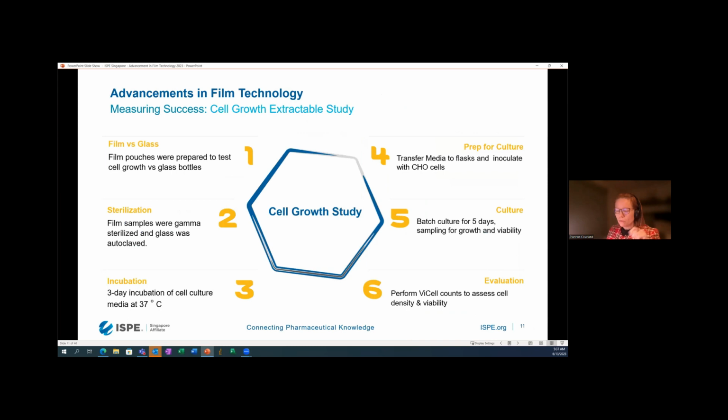Trial film structures were also tested for cell growth compatibility. The cell growth in post-gamma film was benchmarked against cell growth in glass. Cells were incubated, prepped for culture, cultured, and then cell density and viability were evaluated.